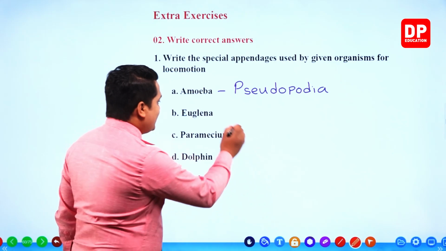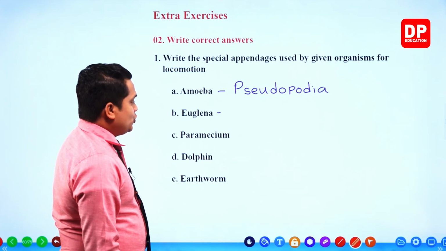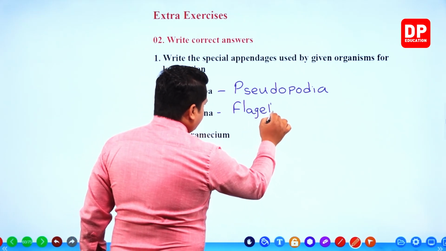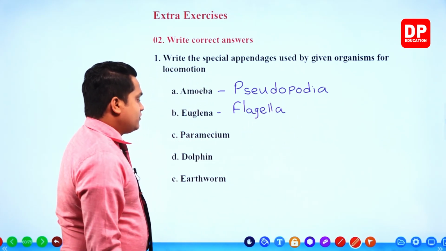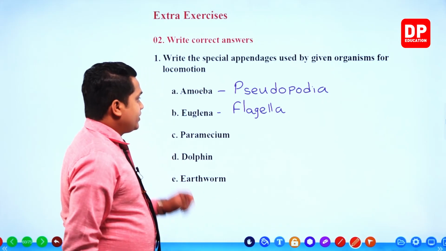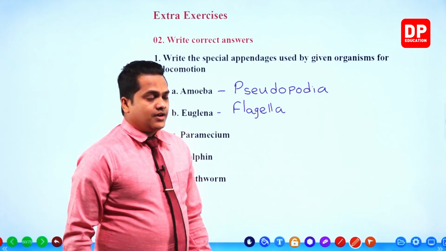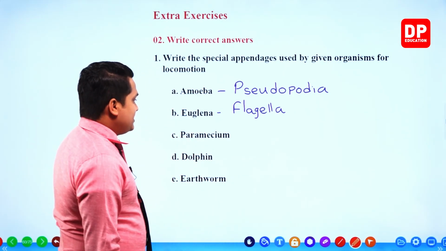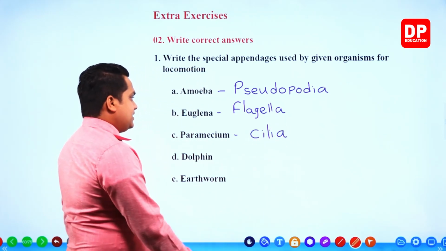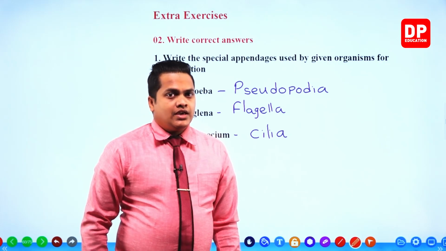Euglena is the second organism given here, the second type of microorganism. Euglena uses flagella. Flagella is the special appendage used by the euglena. Next one, paramecium. Paramecium uses cilia. Cilia are hair-like structures or hair-like organelles that can be observed on the cell body.